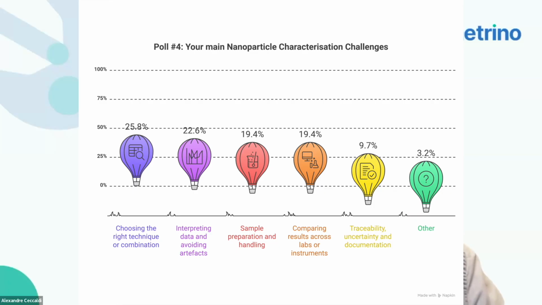Okay, I will close now the poll and show you the results. There's a lot of work to do, guys, because, I mean, it's not obvious at all. And yeah, it's quite even between sample preparation, choosing the right technique, interpreting data, comparing results, and traceability. So as I always say, as a joke, nanomedicine is simply impossible. But I mean, it does work. But yeah, you do need support.